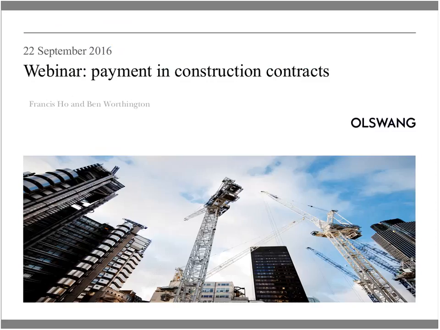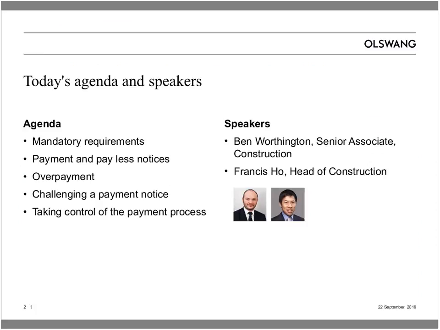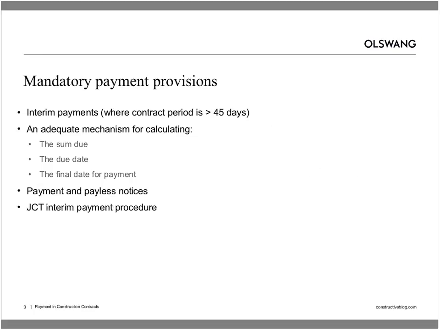I think a good place to start, Ben, is if you explain the payment provisions that must be included in building contracts. Yeah, thank you, Francis. Well, the Construction Act has a series of mandatory requirements with which all construction contracts must comply. And if the parties' payment terms do not comply, then the implied terms kick in. And those terms are contained in something called the Scheme for Construction Contracts.